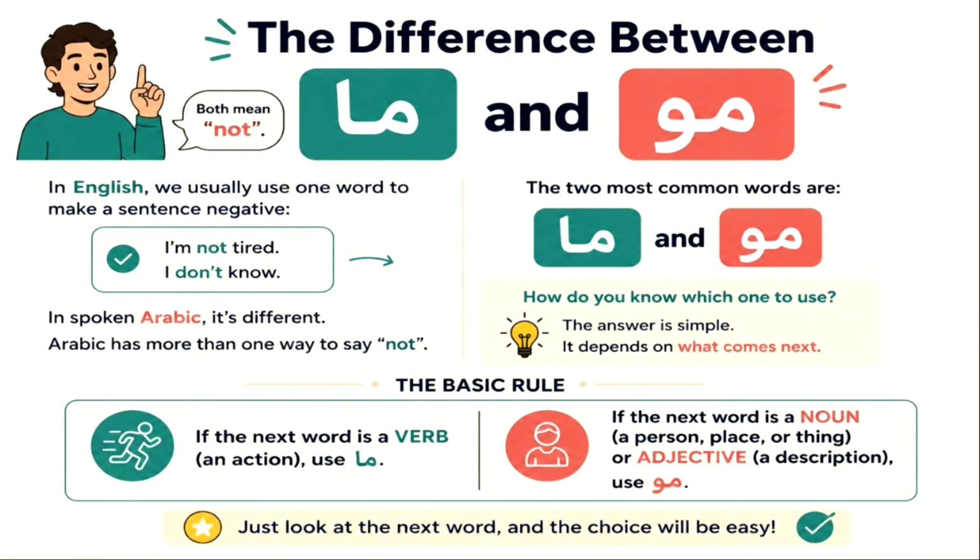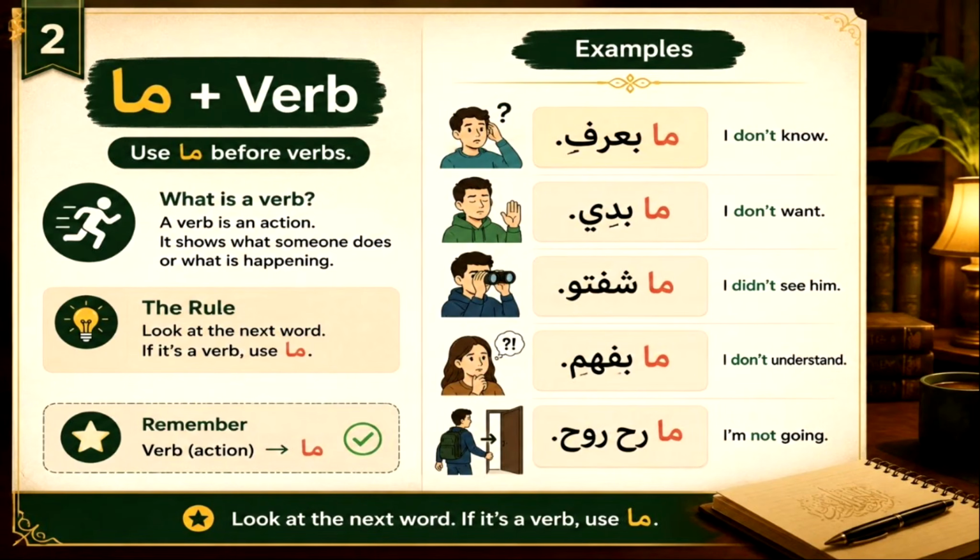Let's start with ma. We use ma before verbs. A verb is an action. Look at these examples. بعرف، بدي، شفته، بفهم، راح روح. Every word after ma is a verb.